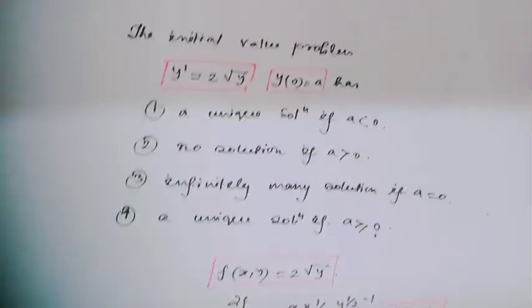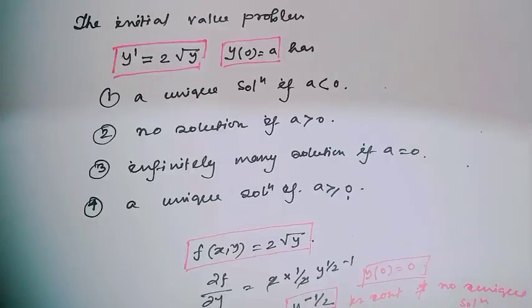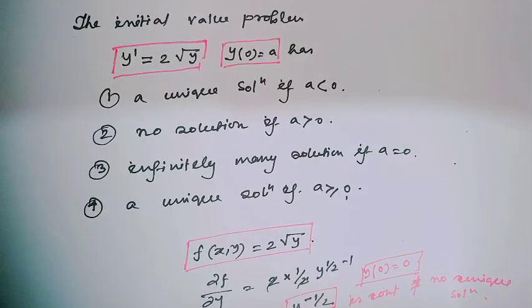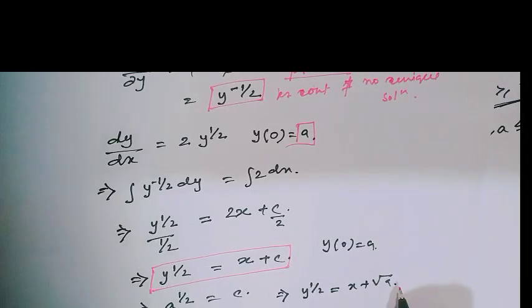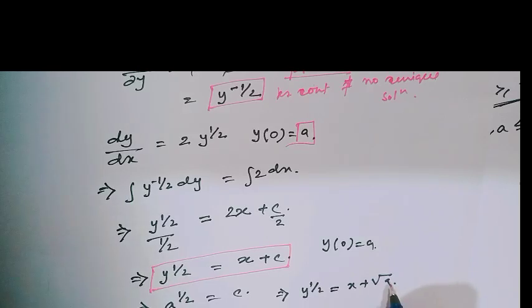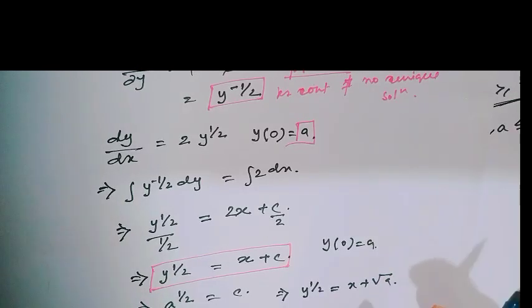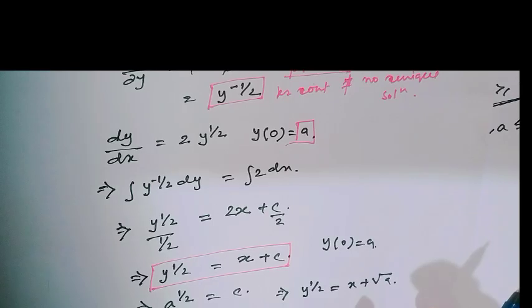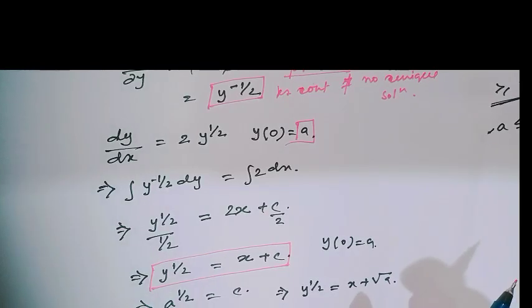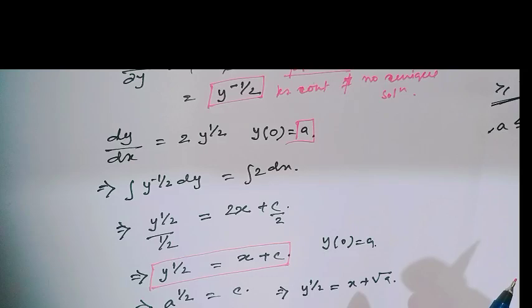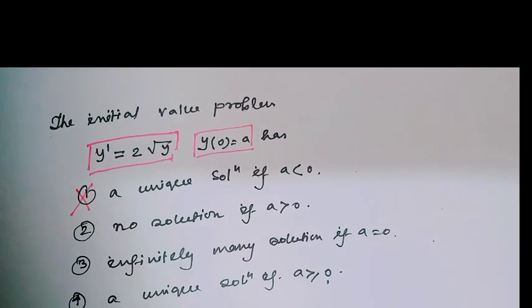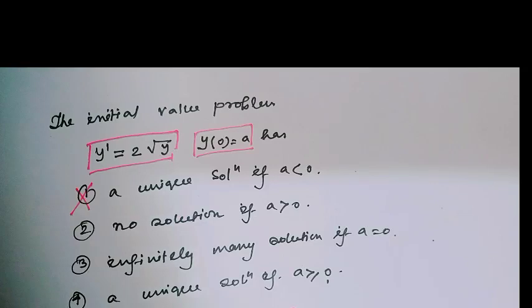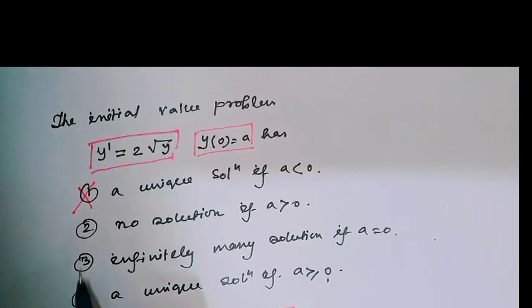Now let's see the options. Option A indicates unique solution if a less than 0. If we take a less than 0, then for a negative value I will get a complex root, and complex roots always exist pairwise. So unique solution if a less than 0 is not possible. So option 1 is a wrong option. No solution if a greater than 0 is also not possible because there always exists a solution.